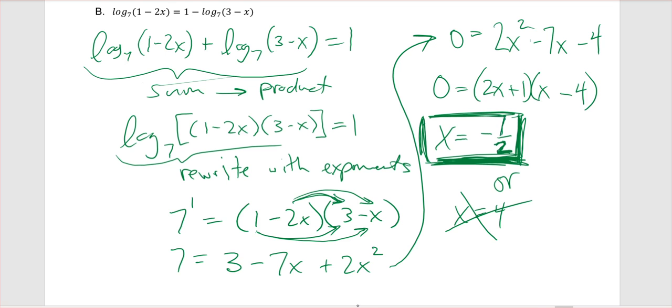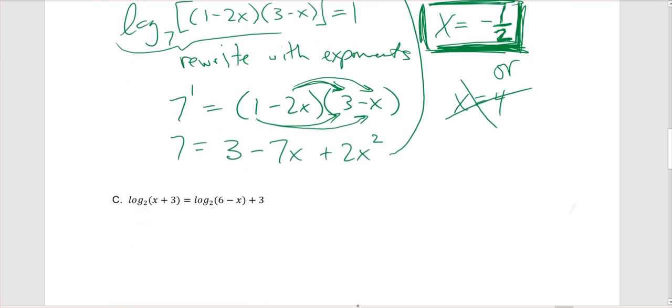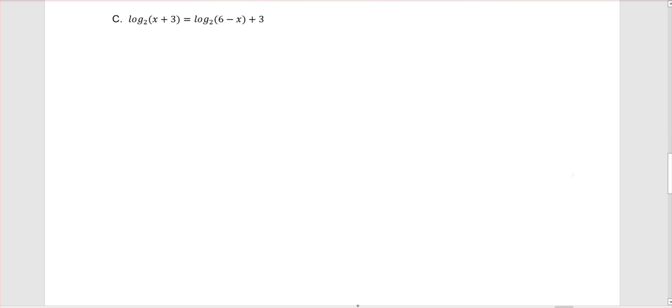Yeah, once we get the logarithm stuff away, then it's just smooth sailing, right? We've solved quadratic equations many times, and we will solve quadratic equations many more times in our future. Okay, great.